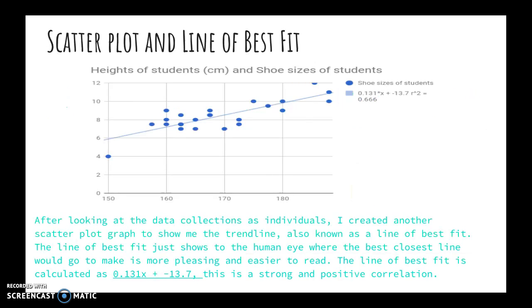Scatter plot and line of best fit. After looking at the data collections as individuals, I created another scatter plot graph to show the trend line, also known as the line of best fit. The line of best fit just shows the human eye where the best closest line would go to make it more pleasing and easier to read. The line of best fit calculated as 0.131x plus negative 13.7. This is a strong and positive correlation.